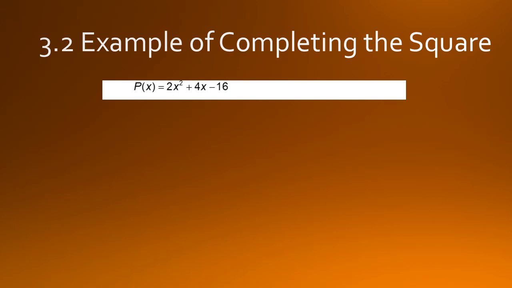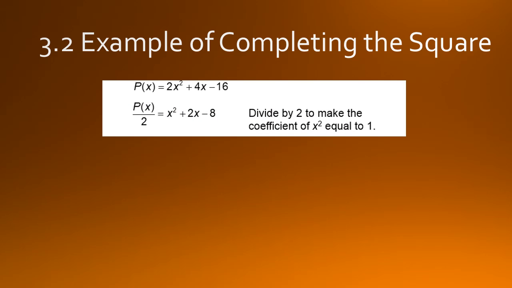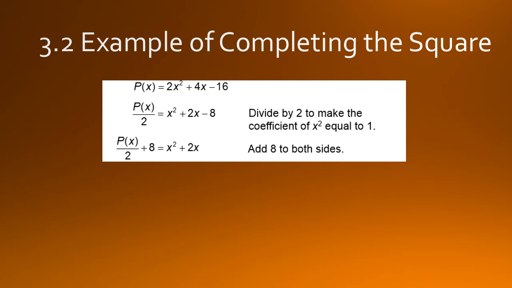So we're starting with p of x equals 2x squared plus 4x minus 16. The first thing we do is divide everything by 2 because we want the number in front of x squared to be 1. We don't want another number there. Notice everything is divided by the 2, not just the x squared, not just the p of x, everything. The next thing we're going to do is get the 8 away from the terms with the x's. So we're going to move that to the other side. We do not want a term without an x on the right side of this equation.